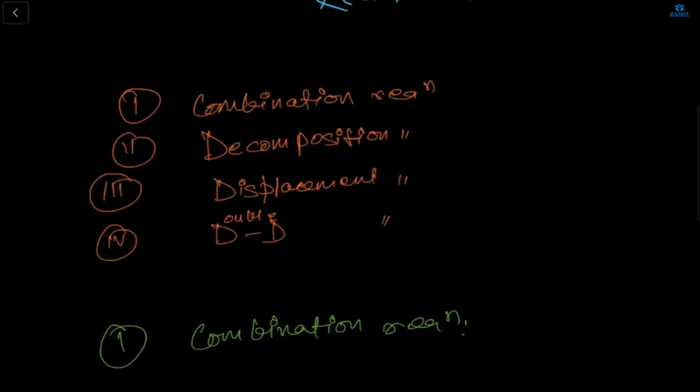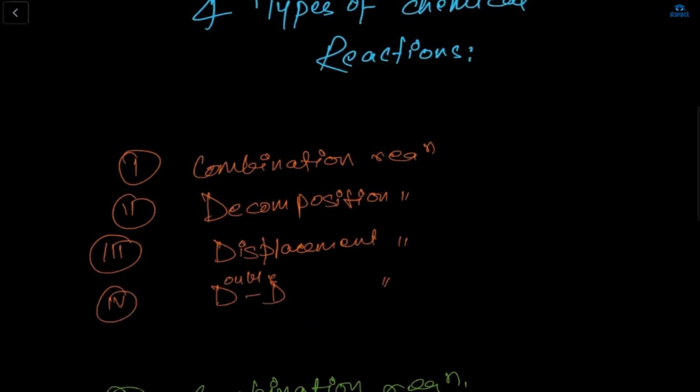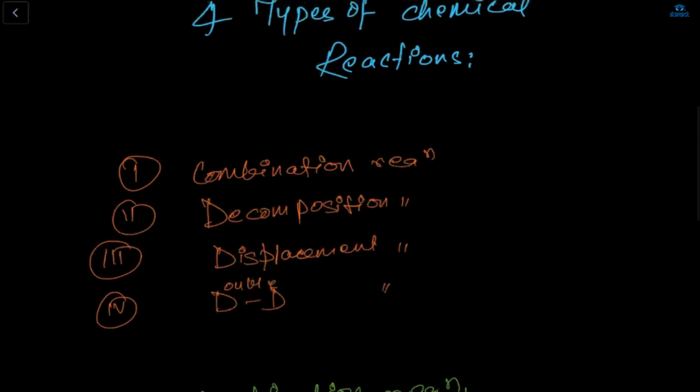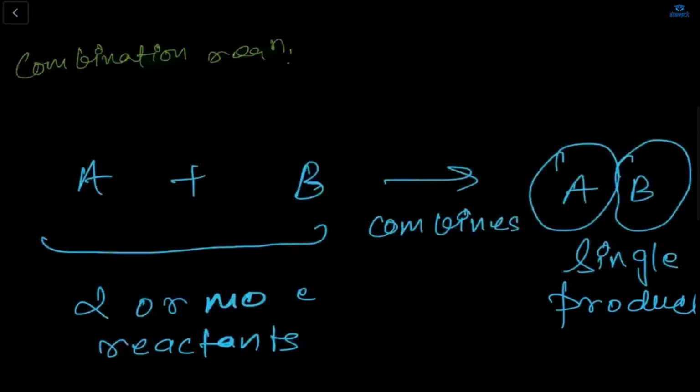Ma'am, I said wrong for that redox reaction. Redox reaction is not there. No, here we have to learn only four: combination, decomposition, displacement, and double displacement. So combination reaction is what?